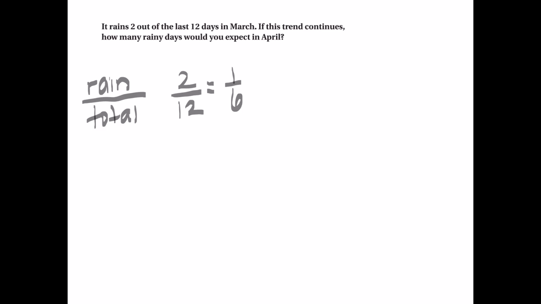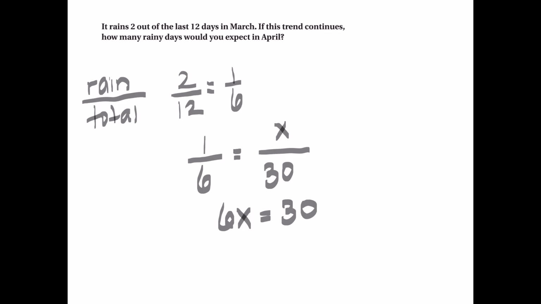And that's what occurred in March. So we want to know if this same trend, the same likelihood occurs, how many days would we expect it to rain in April? So we're going to set up a proportion to solve this. So we have a likelihood of 1 out of 6, and April has a total of 30 days. So we want to know how many of those 30 will it rain. So we're going to solve our proportion using cross products. So we have 6x equals 30. We're going to divide by 6, and we can expect about 5 days of rain during the month of April.